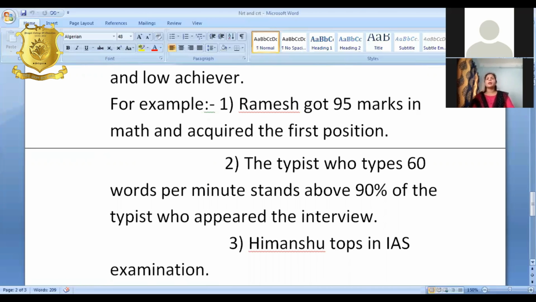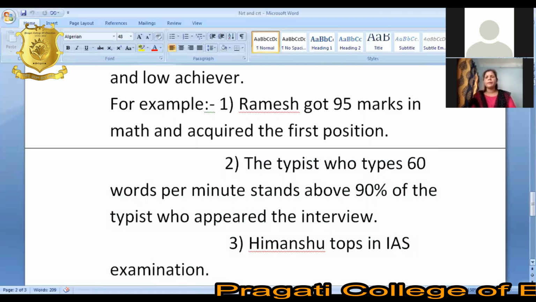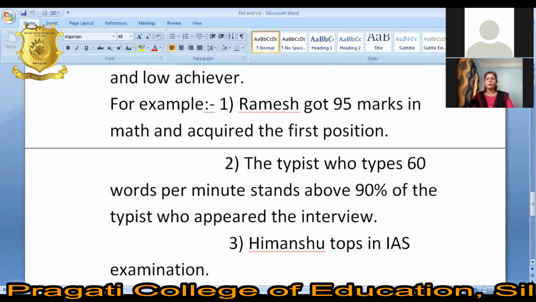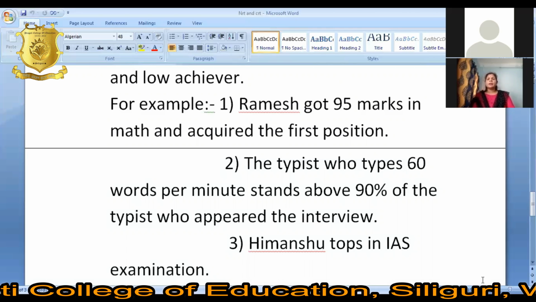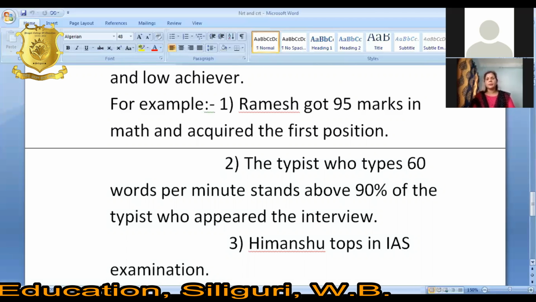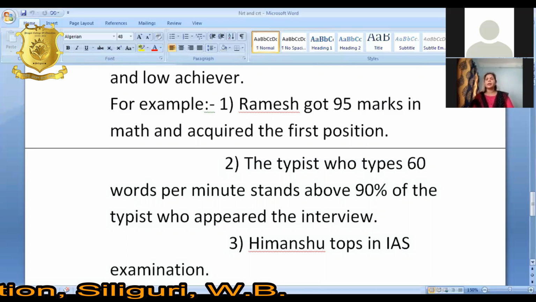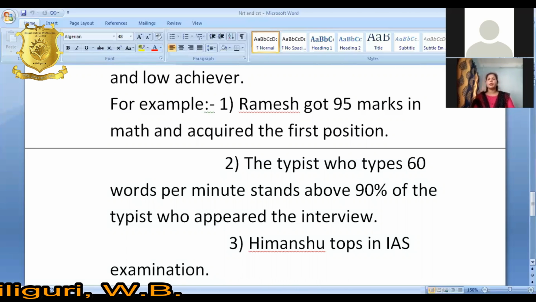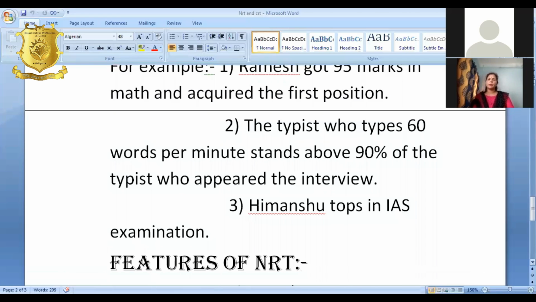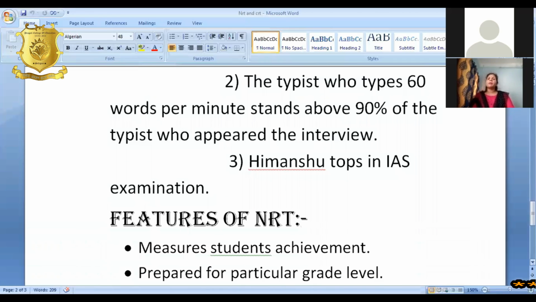His position is first. Second is a typist who types 60 words per 90 seconds and appeared in the interview. That means here is the position of the typist. The third example is Himanshu tops in the IS examination. But in case of CRT, Himanshu passed the IS examination. But in case of NRT, Himanshu passed the IS examination and is also the topper. That means his position is topper. These are the examples of NRT.